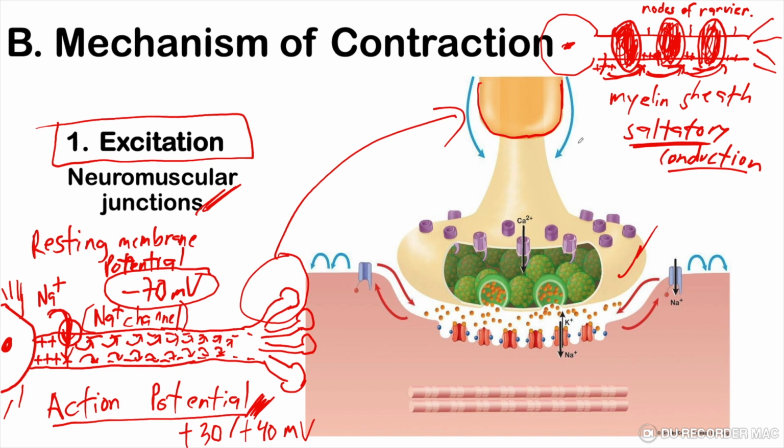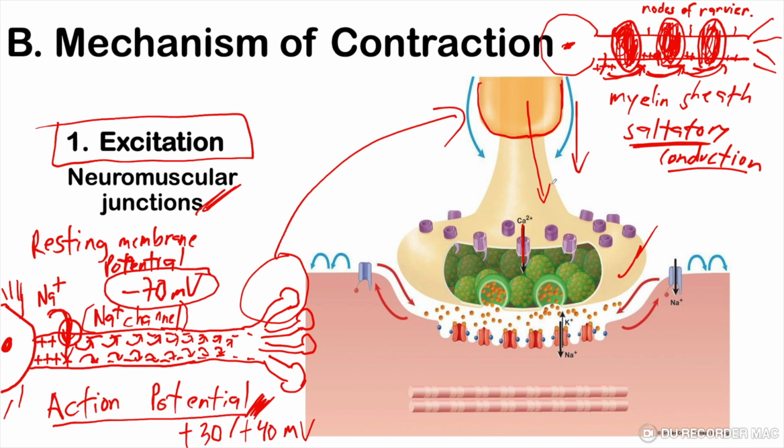Until the signal reaches this structure right here, the neuromuscular junction, or the synaptic knob, or the axon terminal, or the terminal button. So what will happen when that action potential reaches that terminal knob?